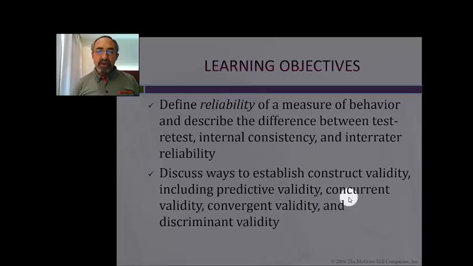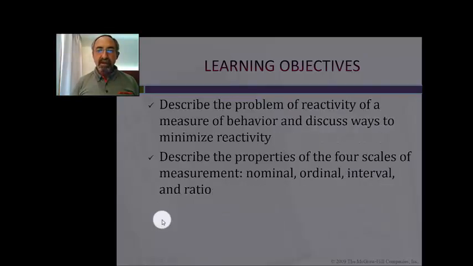So the two major things we're going to be talking about are reliability, which is the measure of behavior, and describing the difference between test-retest, internal consistency, and interrater reliability. And then we'll also look at validity, and we'll talk about construct validity, predictive validity, concurrent validity, convergent validity, and discriminant validity. We'll also talk about the problem of reactivity of a measure of behavior and how we minimize that reactivity. And we'll talk very briefly about the different levels of scales of measurement. We've already talked about that quite a bit, so we might not get to that today.